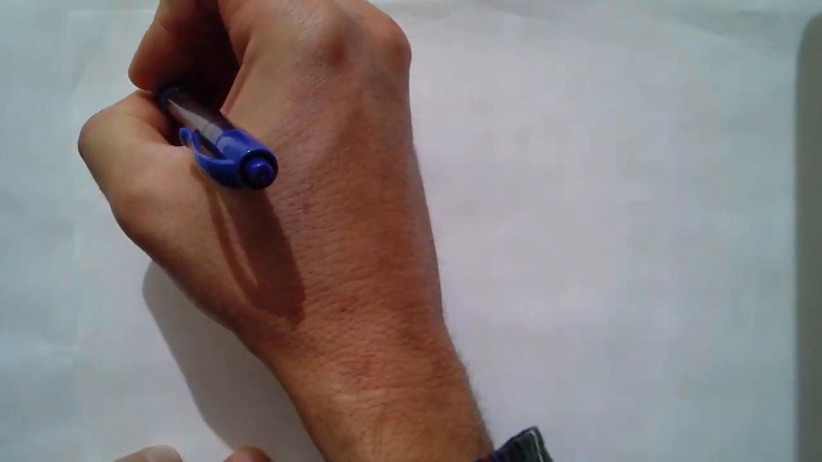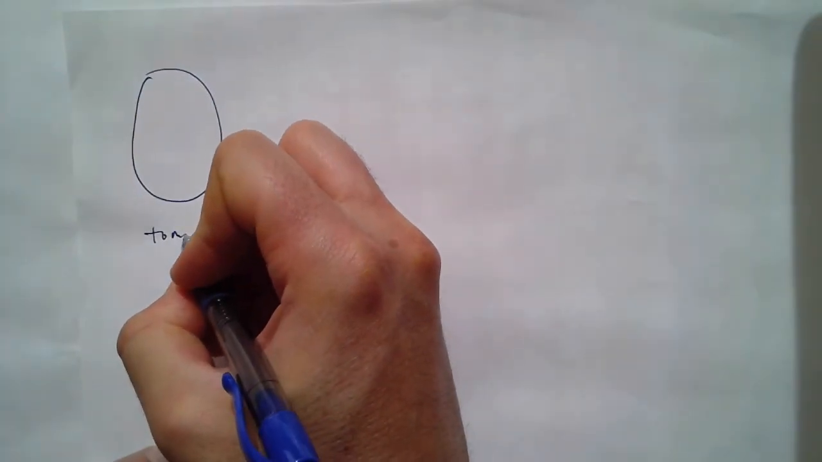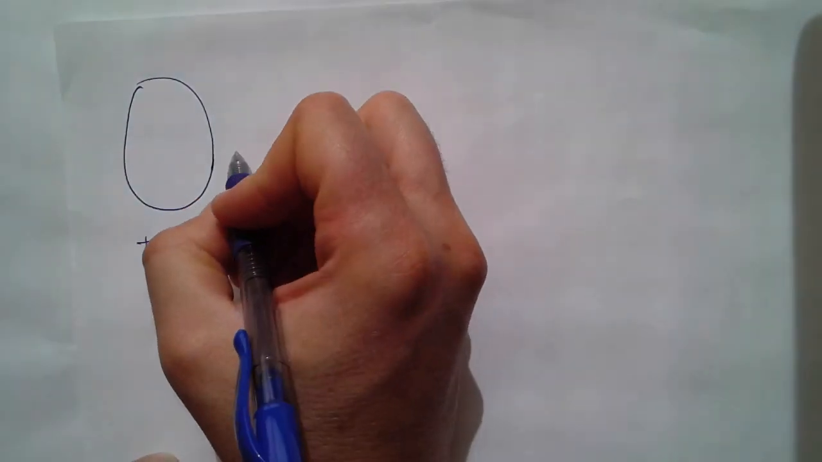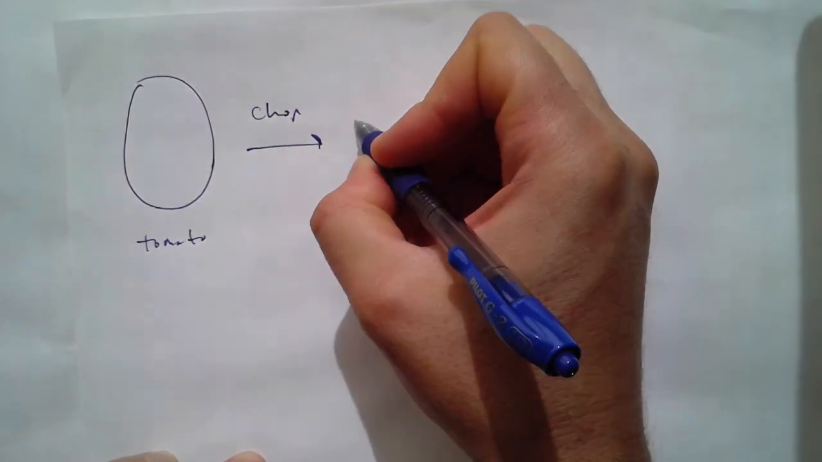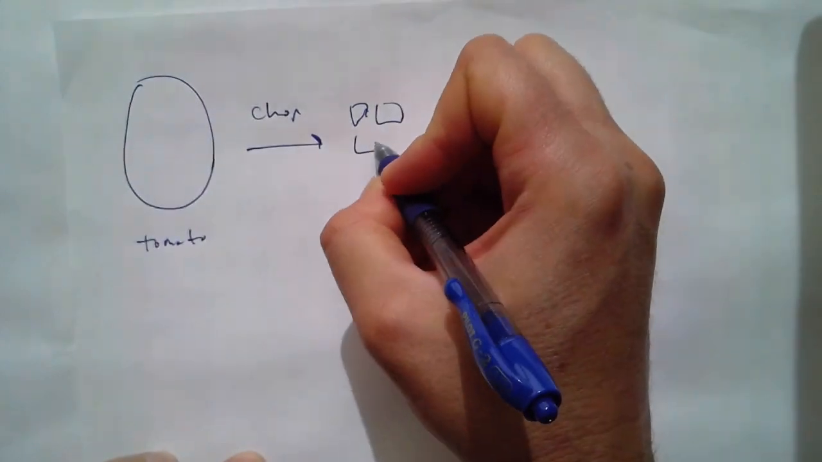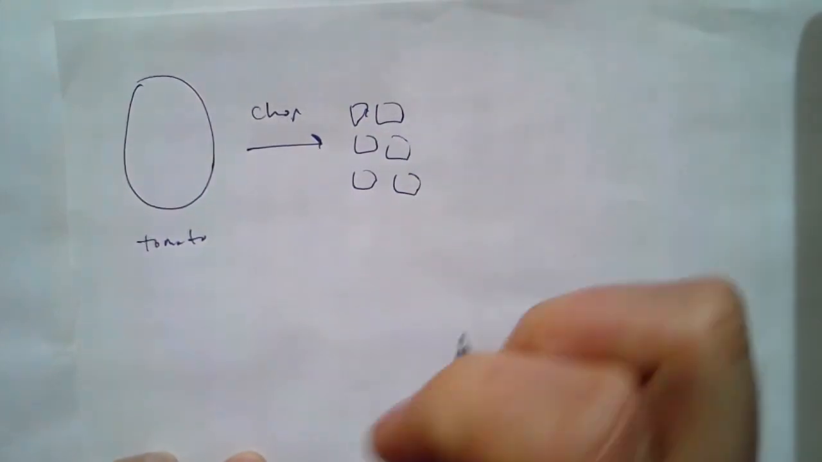So again, let's take a tomato as our example, as we did before. Take those tomatoes, we're going to chop them up to little pieces, just like we did before.